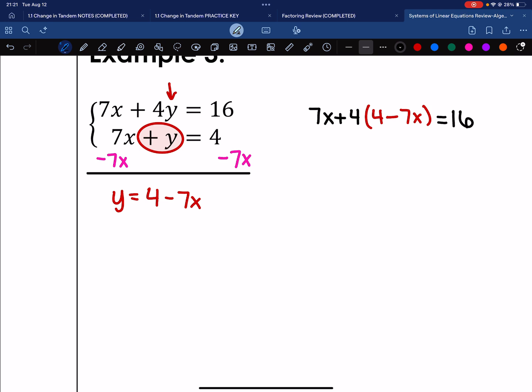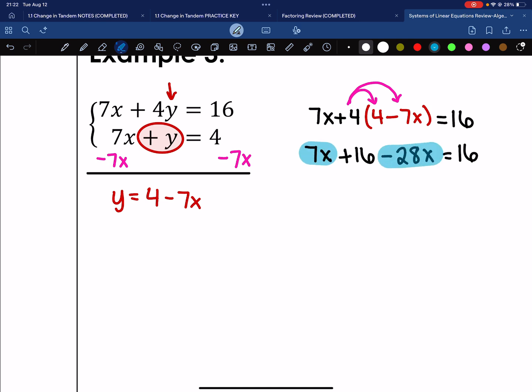So we go ahead and start working on our solving process. So we're going to distribute 4 times 4 to get 16. We're going to distribute 4 times negative 7x, which is a negative 28x. And we're going to set it equal to 16. Here we combine our like terms. Our like terms are 7x and negative 28x. When we combine them, that gives us a negative 21x plus 16 equals 16. We move over the 16 by subtracting.